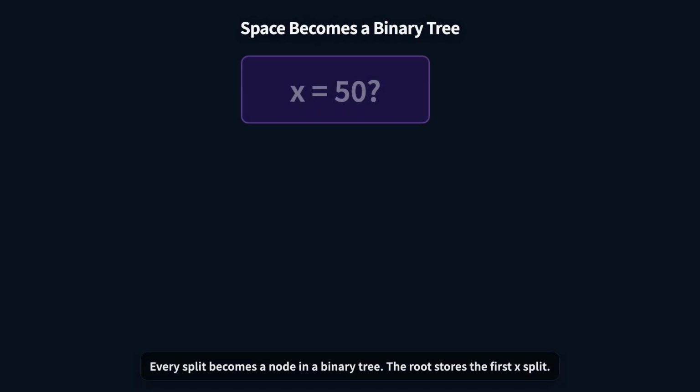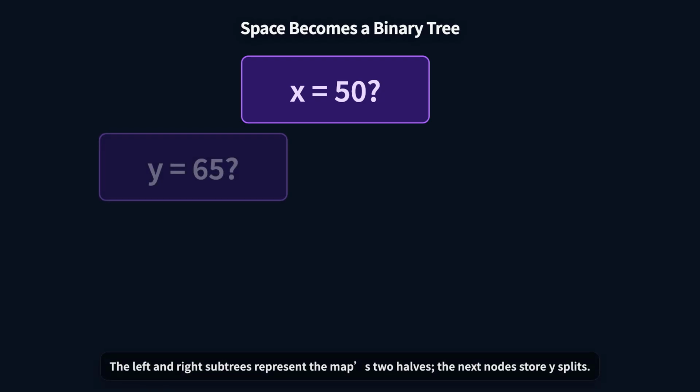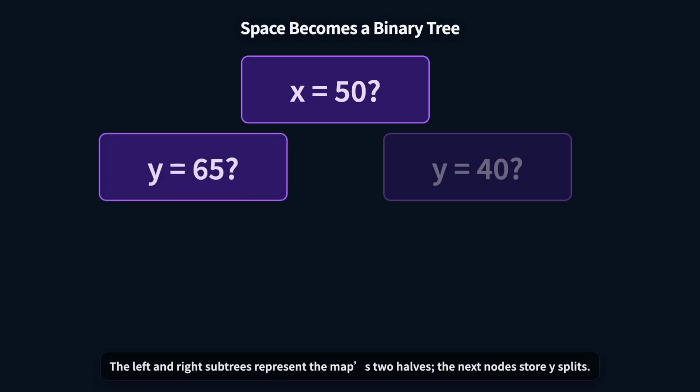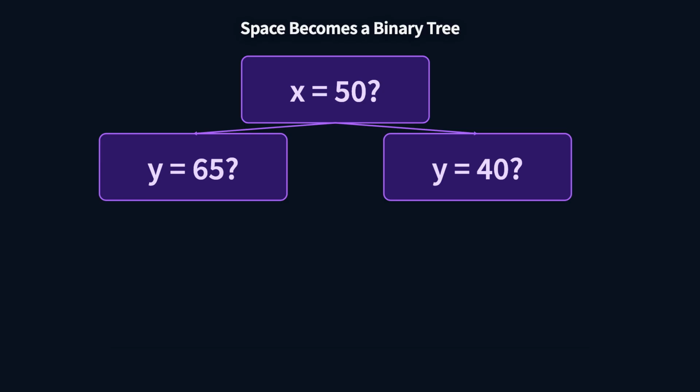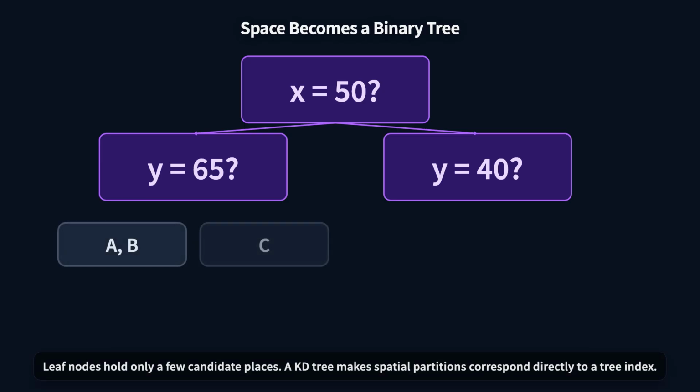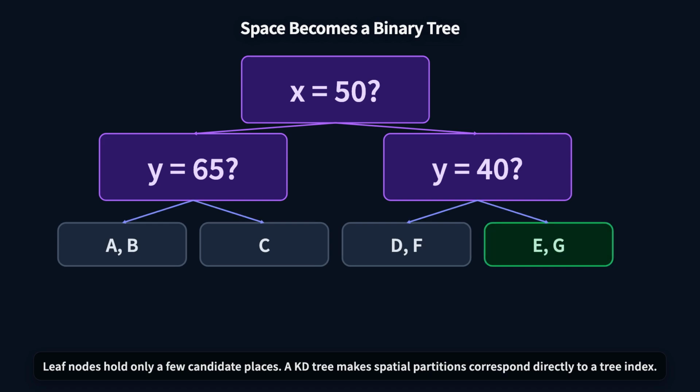Every split becomes a node in a binary tree. The root stores the first x split. The left and right subtrees represent the map's two halves. The next nodes store y splits. Leaf nodes hold only a few candidate places. A KD tree makes spatial partitions correspond directly to a tree index.